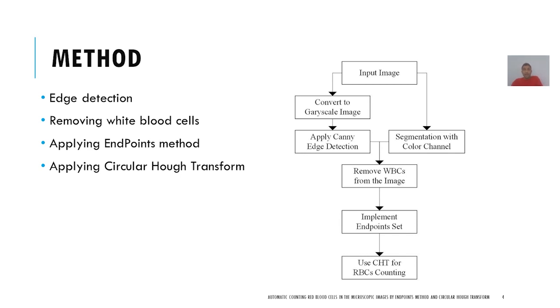We applied the Canny method on the grayscale image for edge detection. On the other hand, we extract white blood cells from images with segmentation performed on the green channel, and finally subtract white blood cells from the result of edge detection after eroding the result of segmentation. In the next step, the EndPoints method was applied to the result of subtraction.